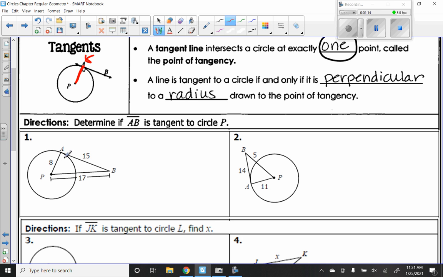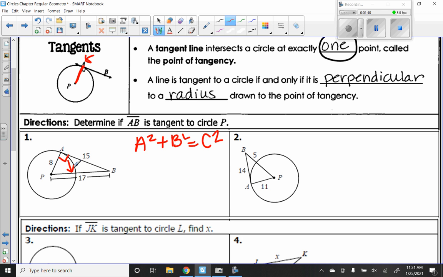How do we determine that? We determine to see if this is a right angle. That's what this test is doing. And how we do that is by the Pythagorean theorem. Now remember, the Pythagorean theorem is a squared plus b squared equals c squared. C is always the hypotenuse. C is always across from the right angle.